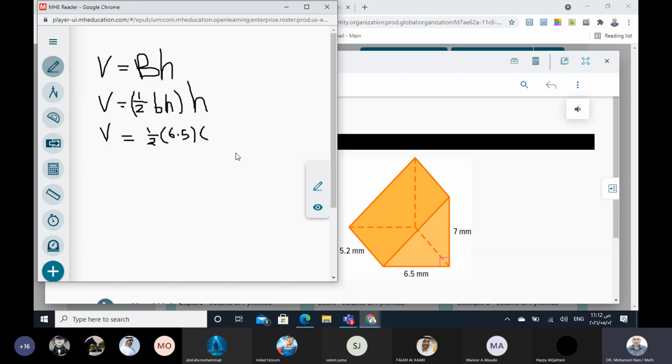Times the height of the triangle. This is the height of the triangle here, will be 7. Then times the height of the prism. The height of the prism is the distance between the two bases. This is the first base, the second base. The distance between them is the height of the prism, will be 5.2.